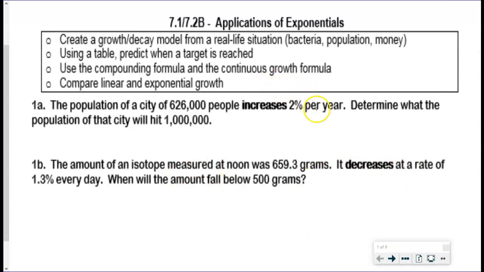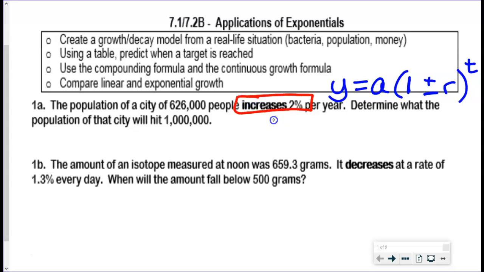Formulas are going to be given to you though, so don't panic about that one. So for instance, here on this question, I'm going to give you this formula where it's a times 1, and then you have to decide whether it's positive or negative r to the t power. In this question, because it says it's increasing 2% per year, that means we're going to use positive, and then 2% is 0.02. Remember, you can take the 2 and divide it by 100 on your calculator, or you can move the decimal point over 2 spaces.